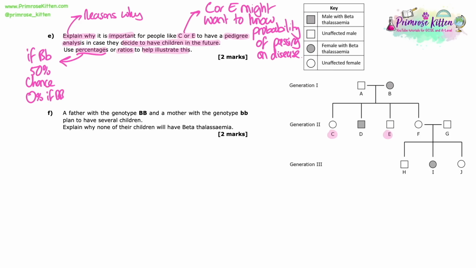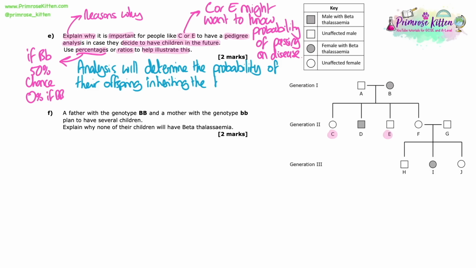So it's all going to depend on what alleles they have and then what alleles their partner has in order to determine what the probability is of having a child with the beta thalassemia allele or having the disease, but only with analysis will they be able to show that, so then they can obviously make those decisions. So analysis will determine the probability of passing on the recessive beta thalassemia allele. It could be 0% if they are homozygous dominant, or up to 50% if they are heterozygous.